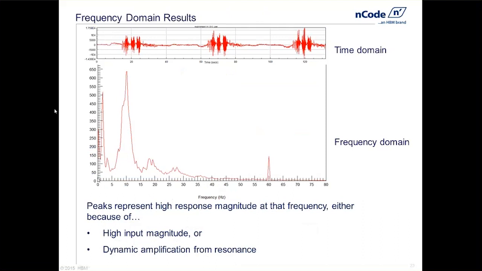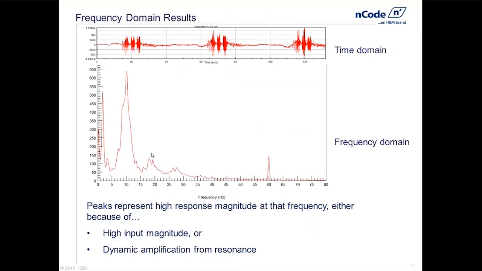So we're now looking at frequencies going all the way up to 80 Hertz. The original sample rate of this time series data was likely 160. And we start to see peaks and valleys, and these peaks are going to represent high response magnitudes at a particular frequency. And that could be caused by a number of different things.